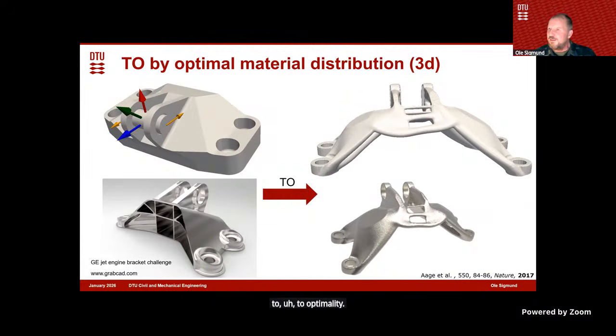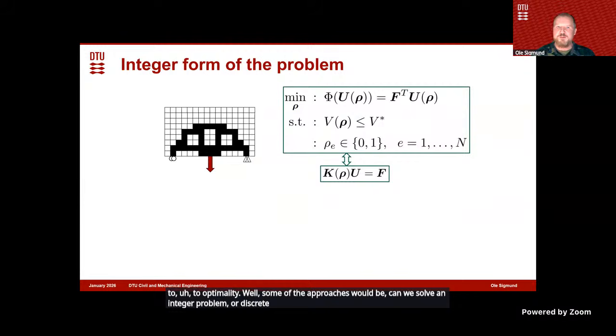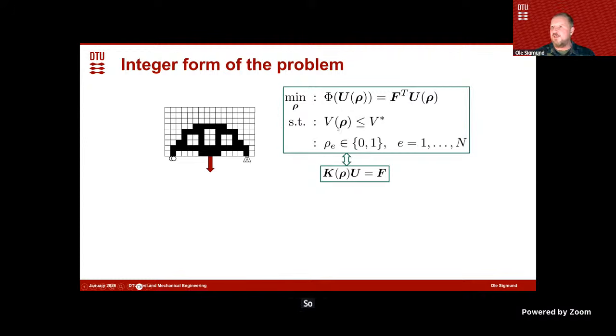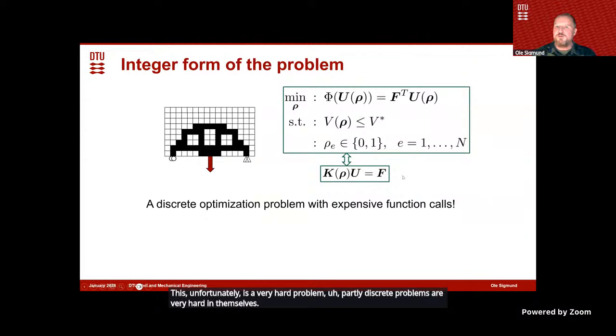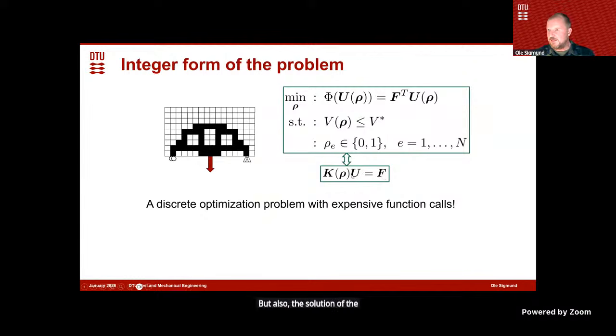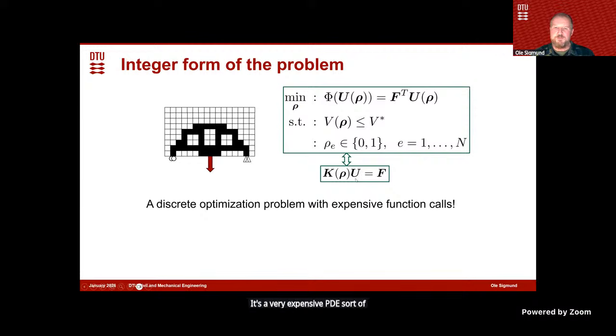optimality? Well, some of the approaches would be, can we solve an integer problem or a discrete form of the problem? So we only allow the design variables to be 0 and 1, so every element should either be void or solid. This, unfortunately, is a very hard problem. Partly discrete problems are very hard in themselves, but also the solution of the problem. So for every test we want to do of computing the displacements and the objective function for a design variable distribution, it's a very expensive PDE solve or finite element solve that we have to do.